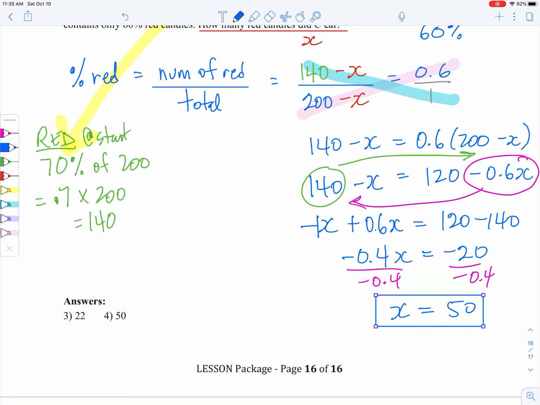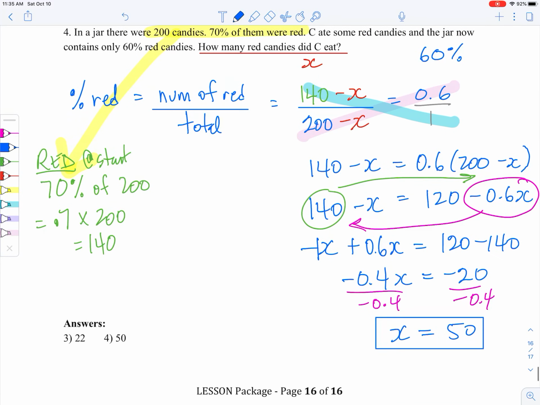And when we go back to look at what x was, how many red candies did C eat? So therefore, C ate 50 red candies.